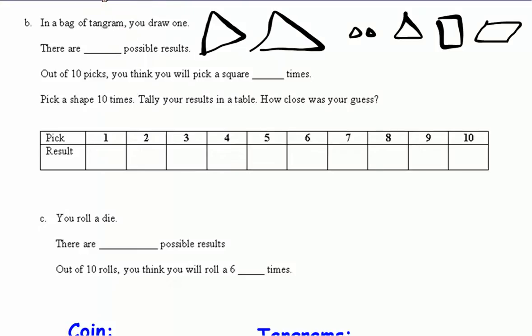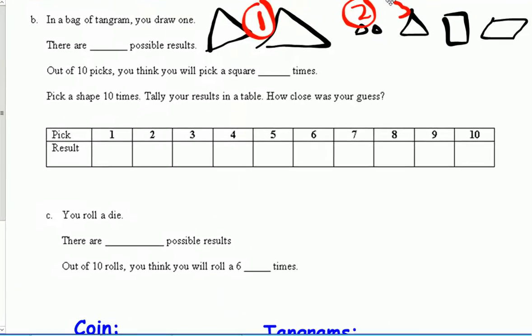happen. 5 things that could happen is I could get a big triangle, that's 1. I could get a small triangle, that's 2. I could get a medium triangle, that's 3. Ooh, watch it, almost move my window. I could get a square, that's 4, and I can get a parallelogram, that's 5. So there are technically 5 things that could happen.